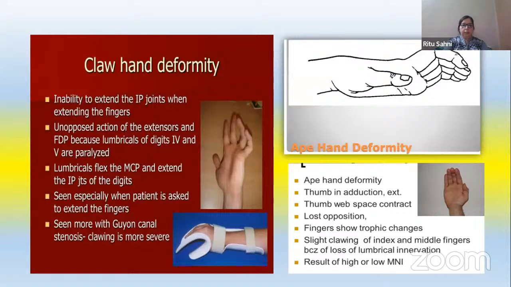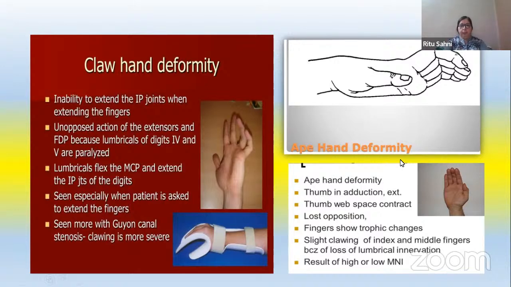And this is the claw hand, the inability to extend the interphalangeal joints when extending the fingers. So this is the claw, like the bird's hands. There is unopposed action of the extensors and flexor digitorum profundus. The lumbricals of the digits are in a paralyzed situation. Some doctors suggest splints, as the lumbricals flex the metacarpophalangeal joints and extend the interphalangeal joints. So the clawing of the hand comes in this deformity.